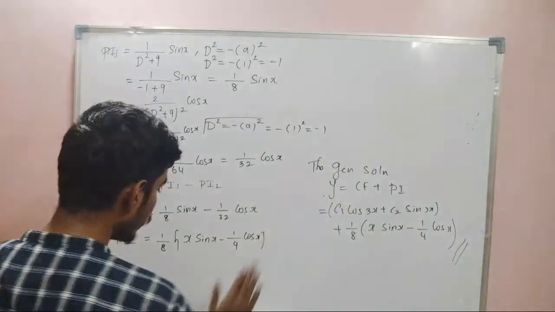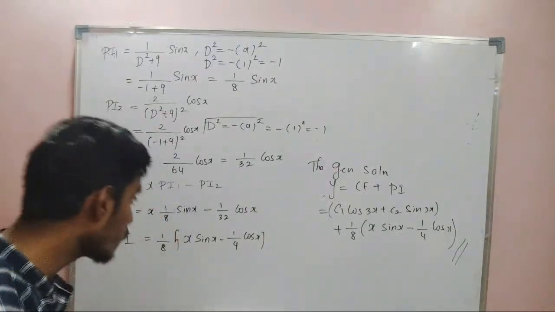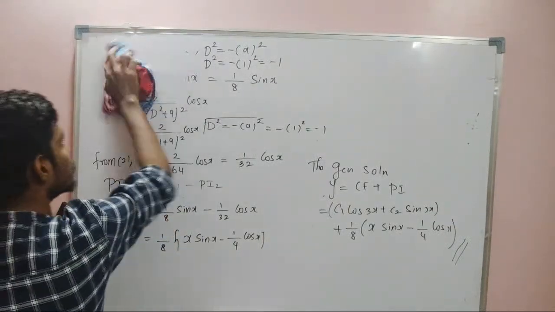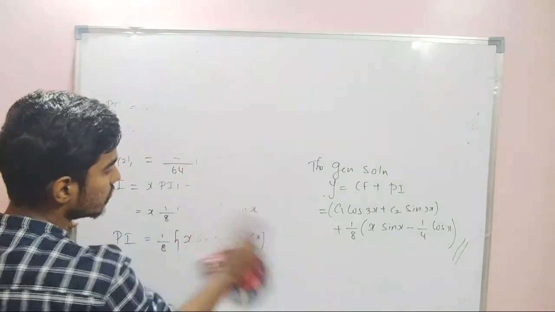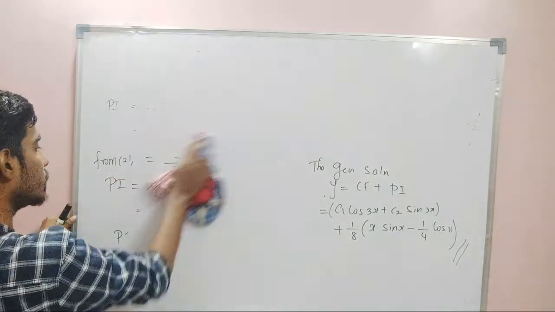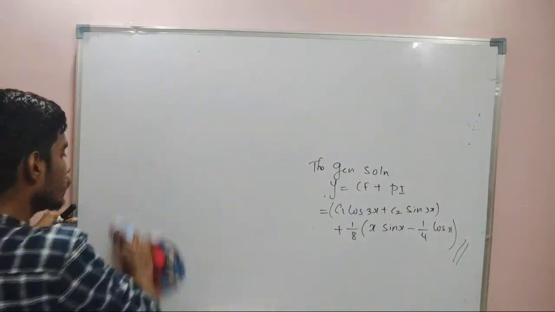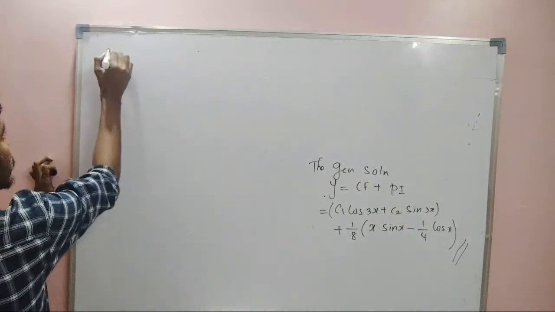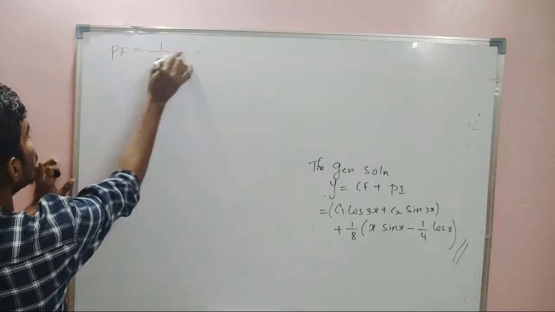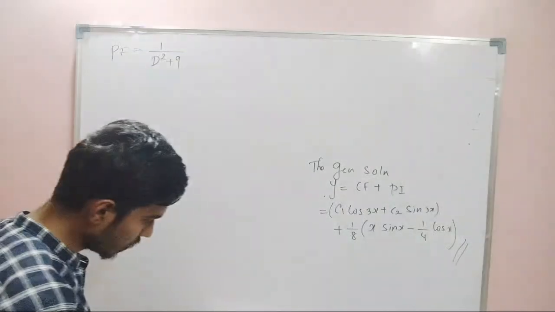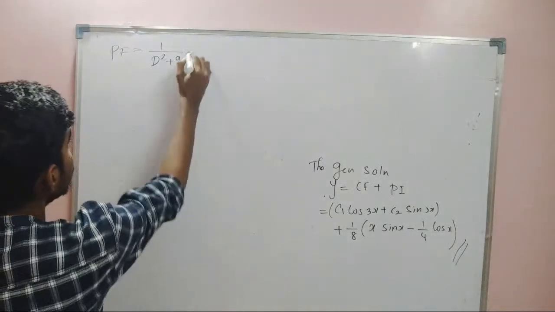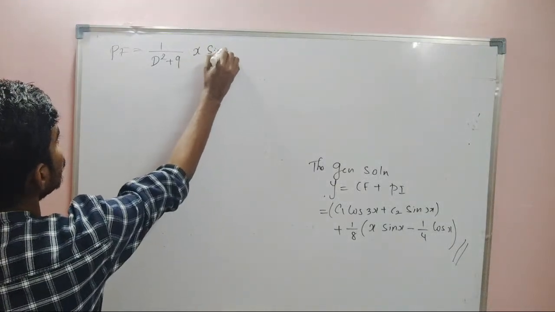And another is we can also solve this particular integral using substitution, right? So I will solve the same problem using substitution, and we will arrive at the same answer. That is, I am going to find particular integral by not using the formula, right? So what is the particular integral? It is 1 by d square plus 9 x sin x, right?